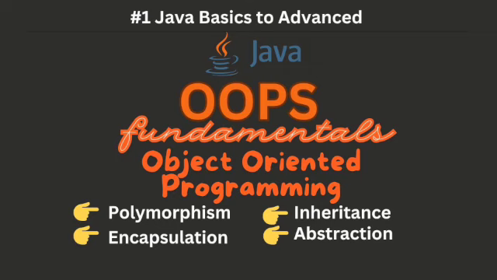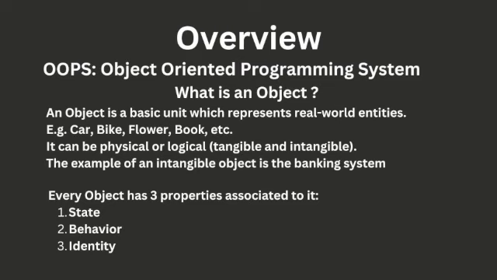So basically, what exactly is OOPS? OOPS is an object oriented programming system, where we focus on the word object. Everything we annotate here is an object. So what exactly is an object? An object is a basic unit which represents real world entities. For example, a car, a bike, a flower, a book.